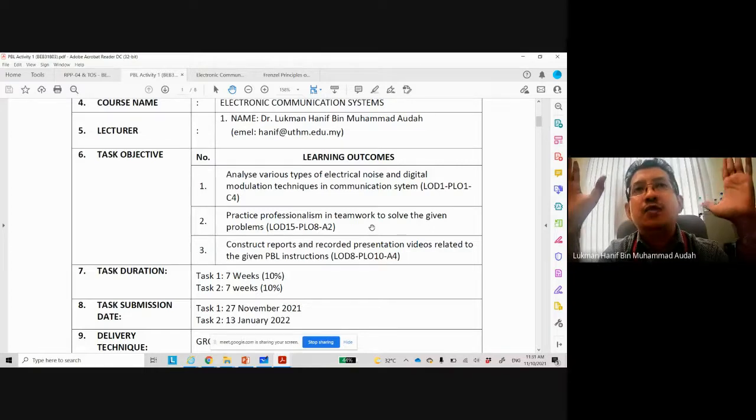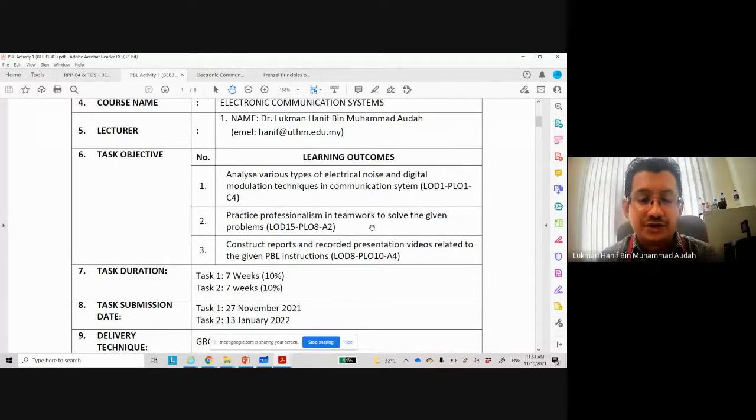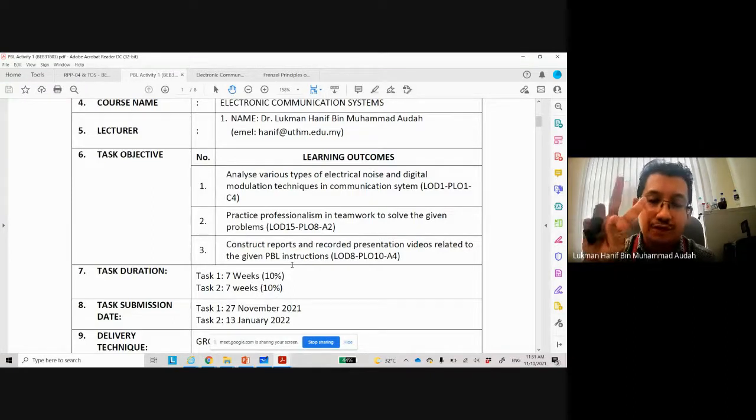There is no one specific solution. There can be many solutions, but what is the best solution you can suggest? We will see later. And then construct a report and recorded video presentation related to the given PBL instructions. So the output of this PBL is that you need to submit a report and also a video presentation.